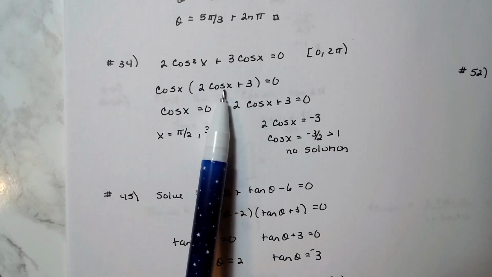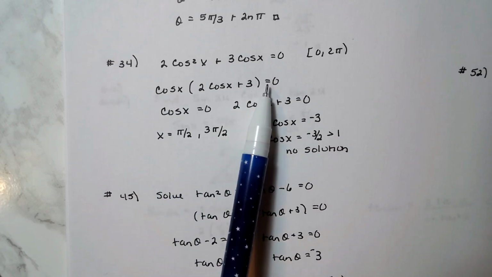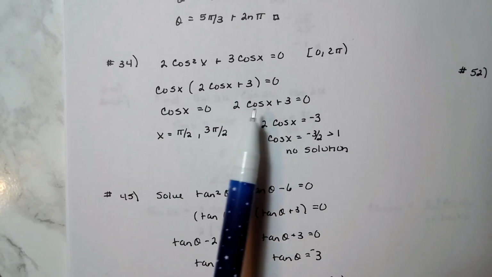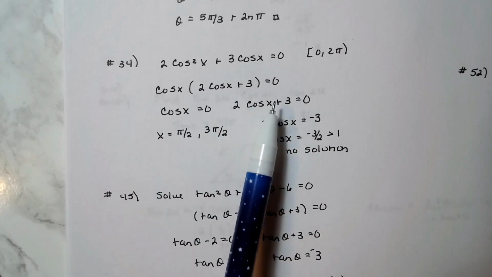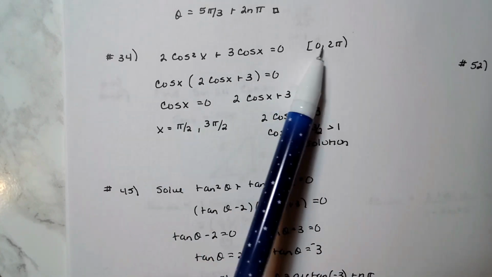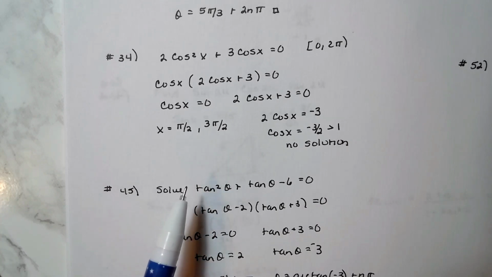So what I have are these two factors. The cosine of x times 2 cosine of x plus 3 equals 0. And so I can take each one of these factors and set them equal to 0. So remember, I must see this in your work. Well, I know that the cosine of x from 0 to 2 pi equals 0 at pi over 2 and 3 pi over 2, right?